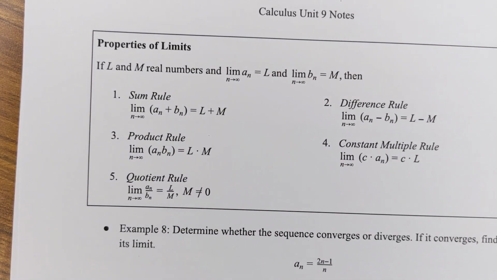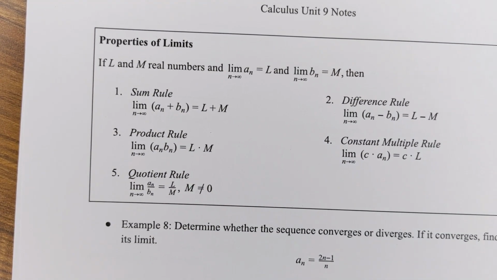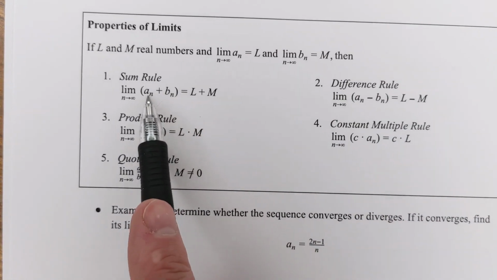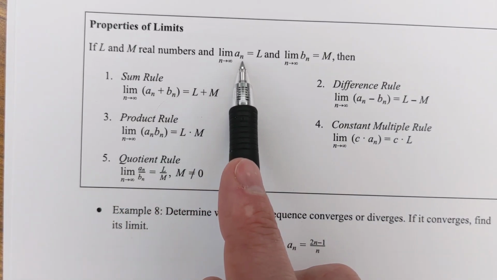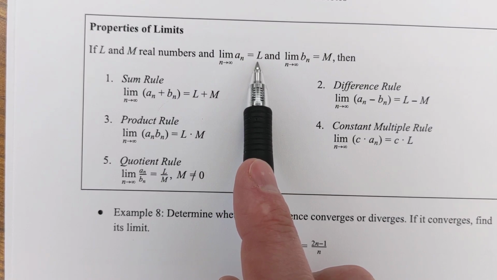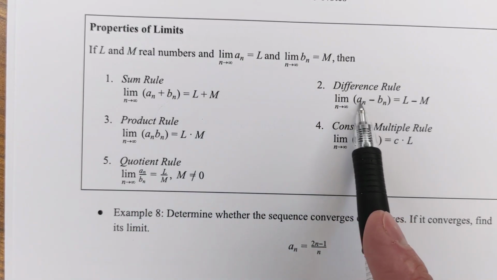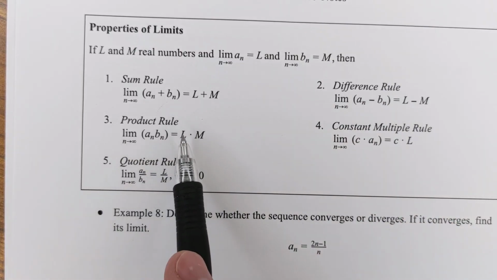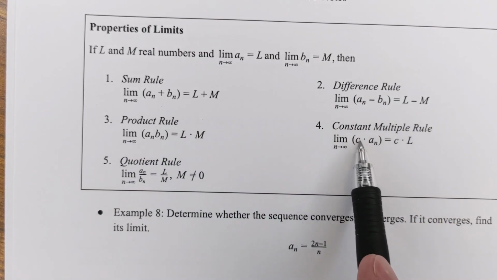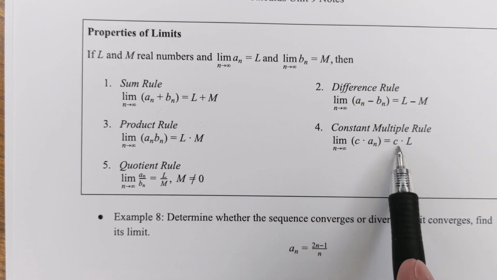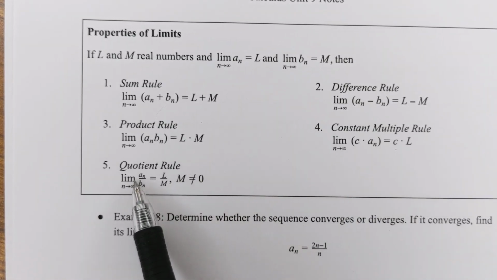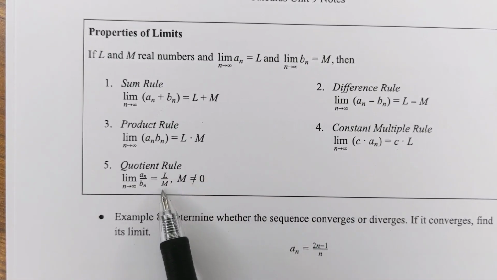Okay, so properties of limits. This should be a little bit familiar. So if the sequence a_n has limit L and b_n has limit M: if I add the two sequences, I add the limits. If I take the difference of the sequences, I take the difference of the limits. Multiply the limits. Multiply one of the sequences by a constant, multiply the limit by the constant. Divide them, divide the limits, assuming that the limit of the first, or b_n, is not 0.